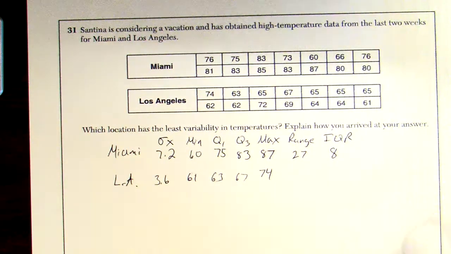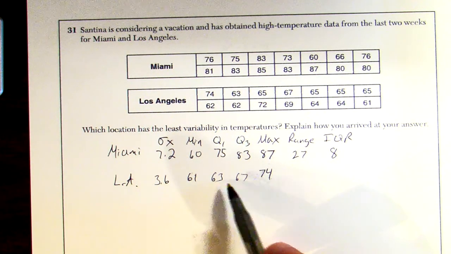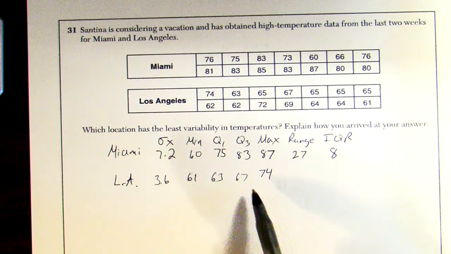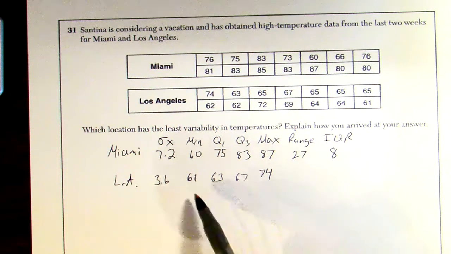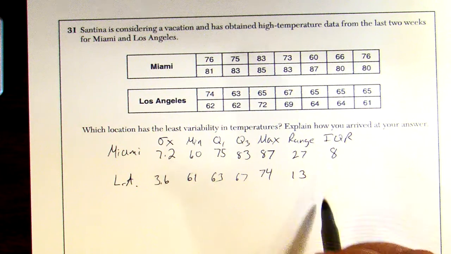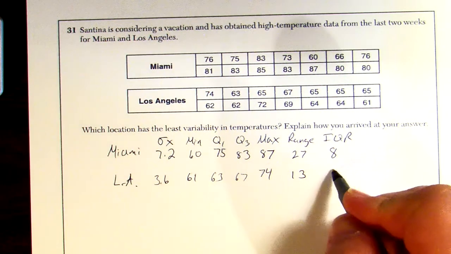So now my range is going to be 74 minus 63, which is, I'm sorry, my range is not 63, it's my minimum. So 74 minus 61, which is 13. My interquartile range is 67 minus 63, which is 4.